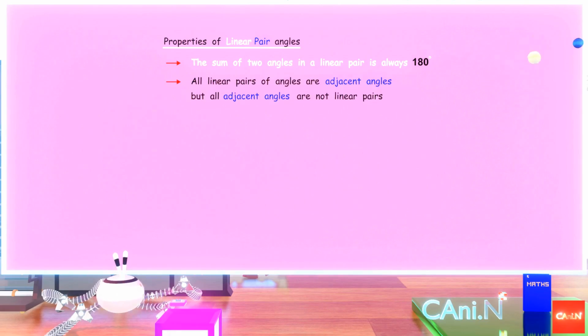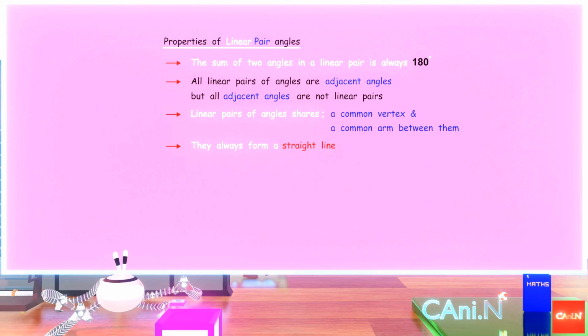Properties of linear pair angles. The sum of two angles in a linear pair is always 180 degrees. All linear pairs of angles are adjacent angles, but all adjacent angles are not linear pairs. Linear pair of angles shares a common vertex and a common arm between them. They always form a straight line. They can be considered as two parts of a 180 degrees angle or a straight line.